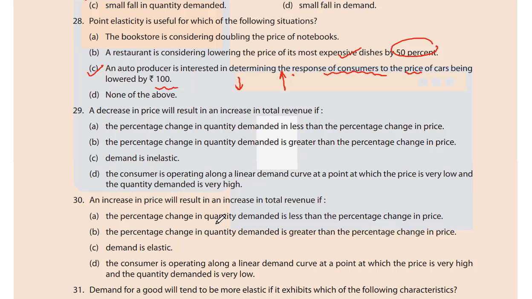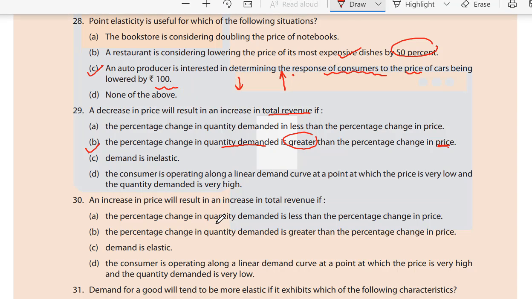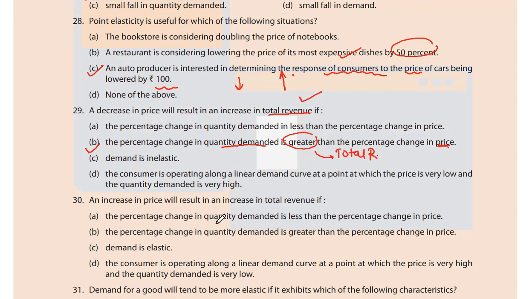Go to the question once more. A decrease in the price will result in an increase in the total revenue if the answer is B. The percentage change in quantity demanded is greater than the percentage change in price. So because the percentage change in quantity demanded is greater, the total revenue will increase automatically. Total revenue will increase.